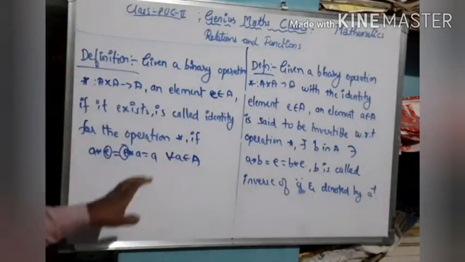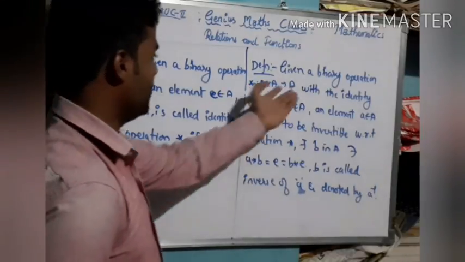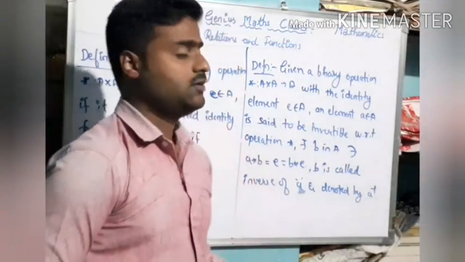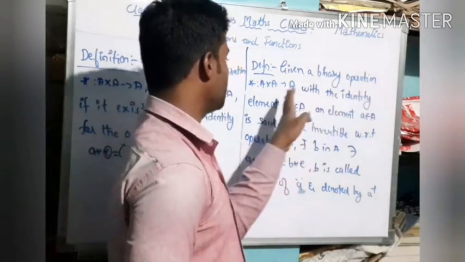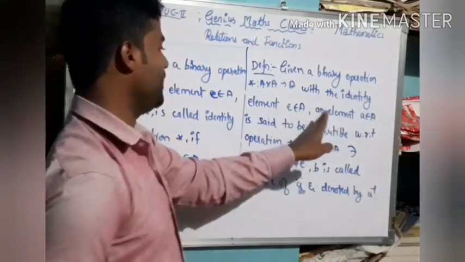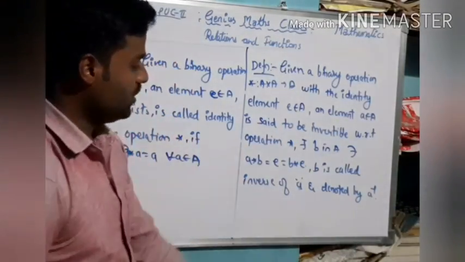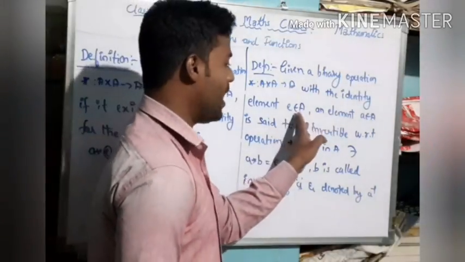Therefore, E is called the identity element. One more definition is the inverse element. Given a binary operation star, A cross A to A, with identity element E belonging to A. In order to get the inverse, you must have an identity.